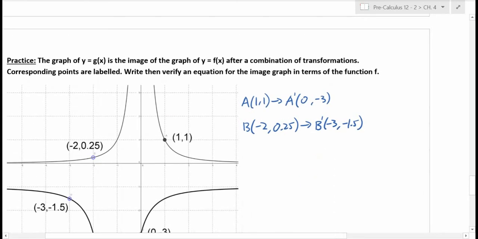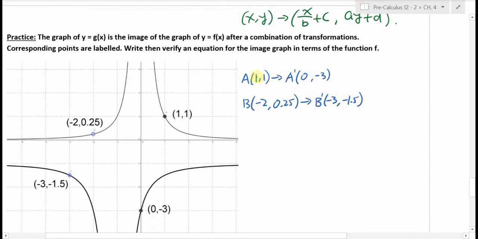All right, so again, you need to use the fact that the x comma y really becomes x over b plus c, ay plus d. The original x value was 1. 1 divided by b plus c gives you the new x value of 0. I have to do it again for the second point. So negative 2 divided by b plus c equals the new x value of negative 3.